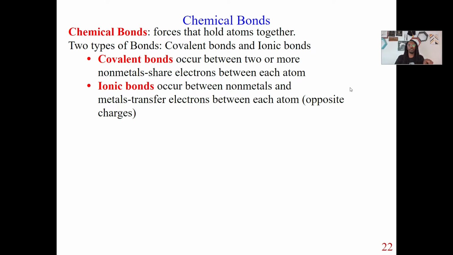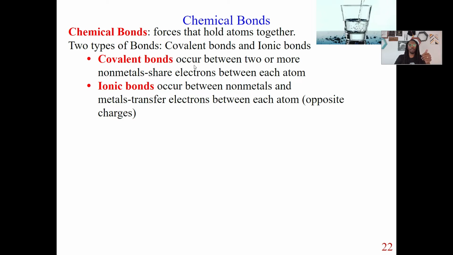Now, we're going to talk about two types of bonds in this general chemistry 1 class. There are other types, but we're only talking about two here. We're going to talk about covalent bonds and ionic bonds. So covalent bonds. A good example of a covalent bond is water. Water has covalent bonds. So what exactly are covalent bonds?